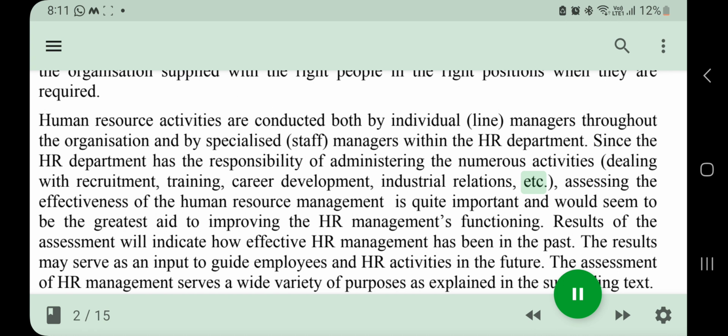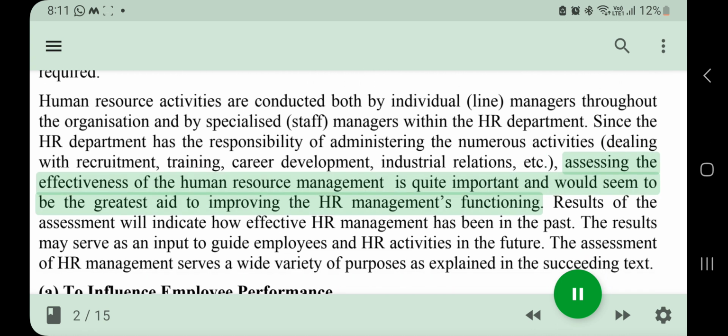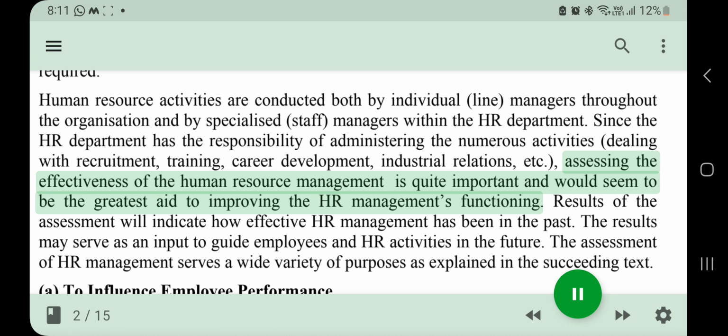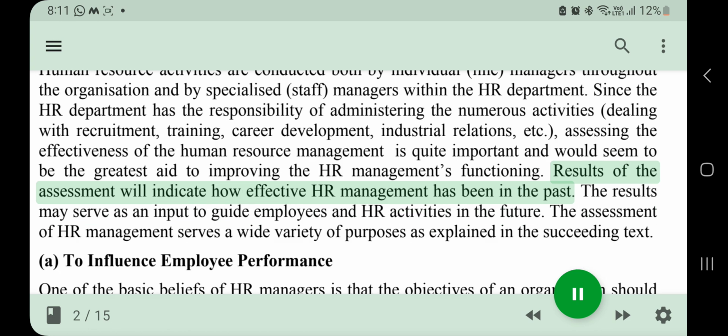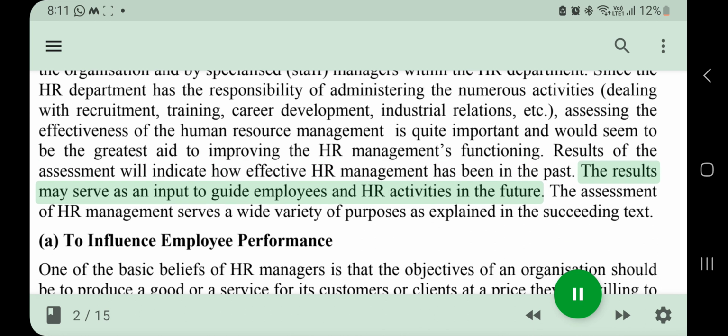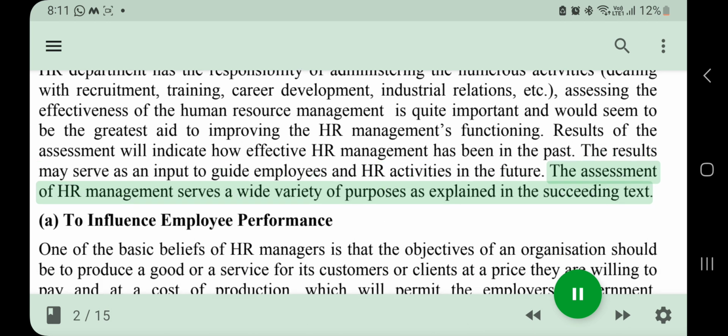industrial relations, etc., assessing the effectiveness of human resource management is quite important and would seem to be the greatest aid to improving HR management's functioning. Results of the assessment will indicate how effective HR management has been in the past. The results may serve as an input to guide employees and HR activities in the future. The assessment of HR management serves a wide variety of purposes, as explained in the succeeding text.